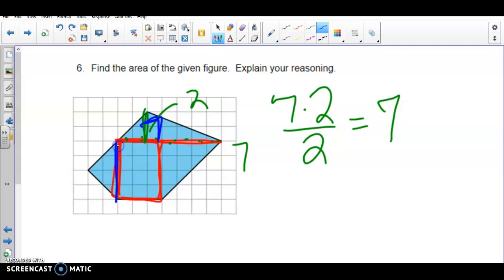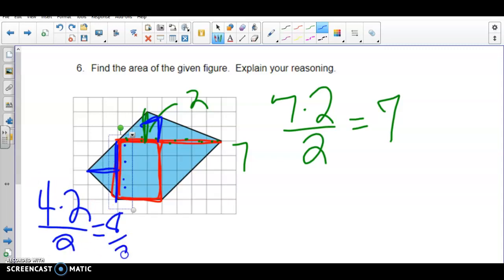I've got a length of 1, 2, 3, 4. So 4 and a height of 2. So that would be 4 times 2 divided by 2 because it's a triangle. 4 times 2 is 8, and 8 divided by 2 is 4. So in that, I'm going to write 4 so I don't forget. So I have 7 and I have 4.